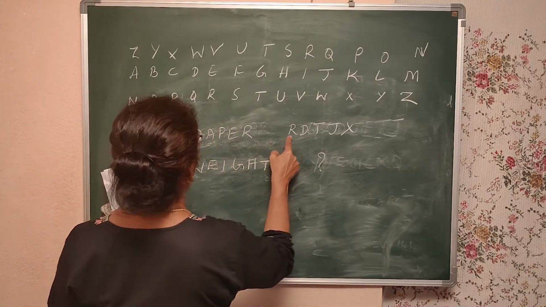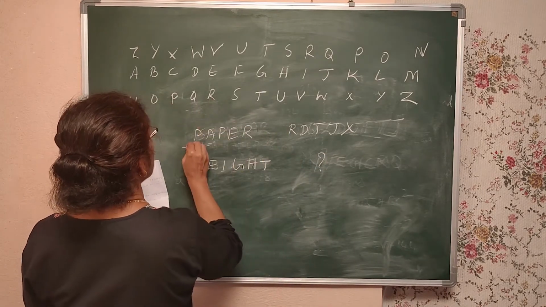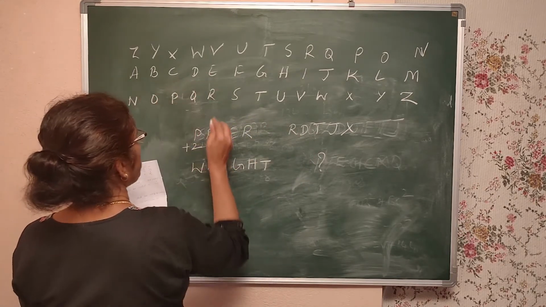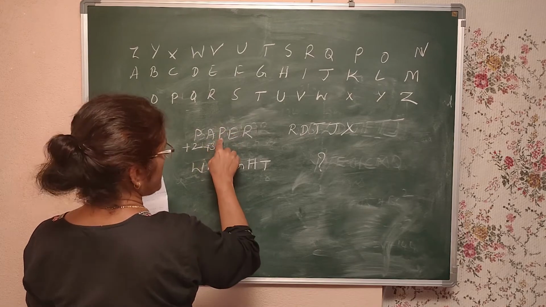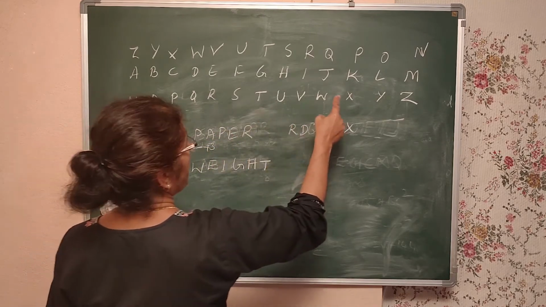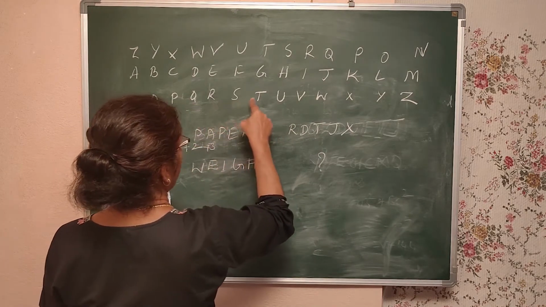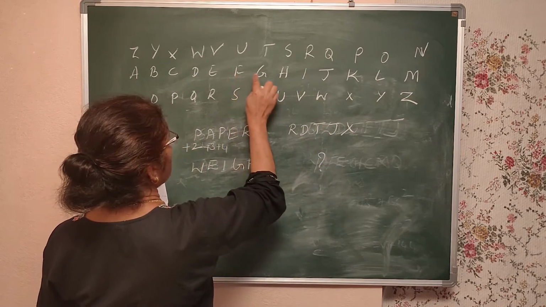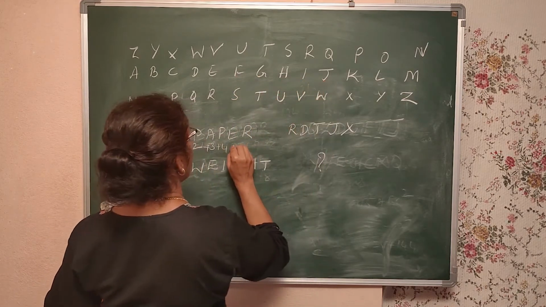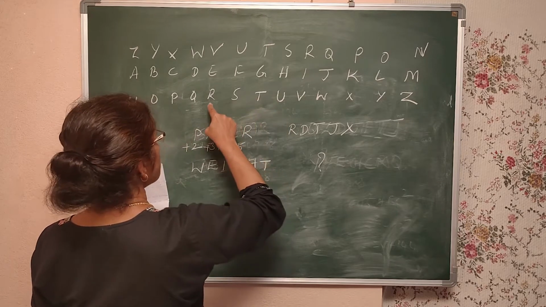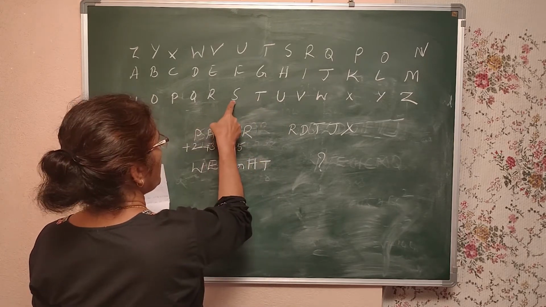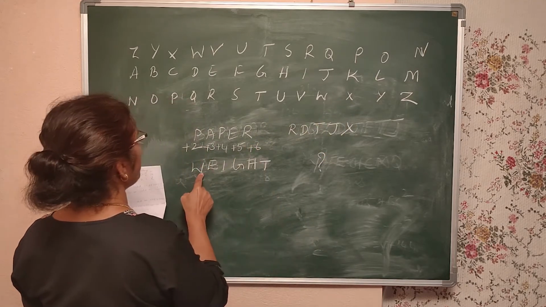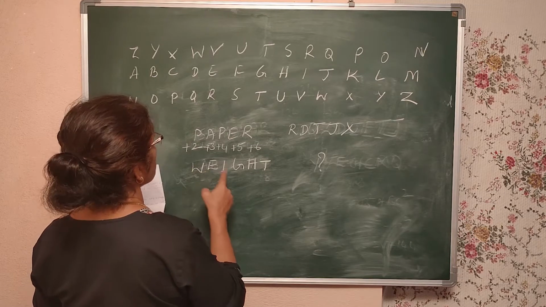P is coded as R: 1, 2, plus 2. A is coded as D: 1, 2, 3, plus 3. T is coded as T: 1, 2, 3, 4, plus 4. E is coded as J: 1, 2, 3, 4, 5, plus 5. R is coded as what? X: 1, 2, 3, 4, 5, 6, plus 6. So here W again, plus 2, plus 3.